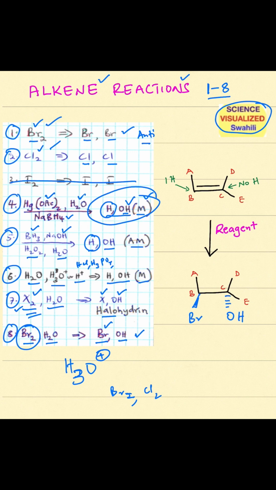And you can extend this reaction and use, say, Br2 with alcohol. In that case, you end up adding Br to that position. But now instead of OH, you're going to add the alkoxy group. That group there will add. So you end up with that as the product.